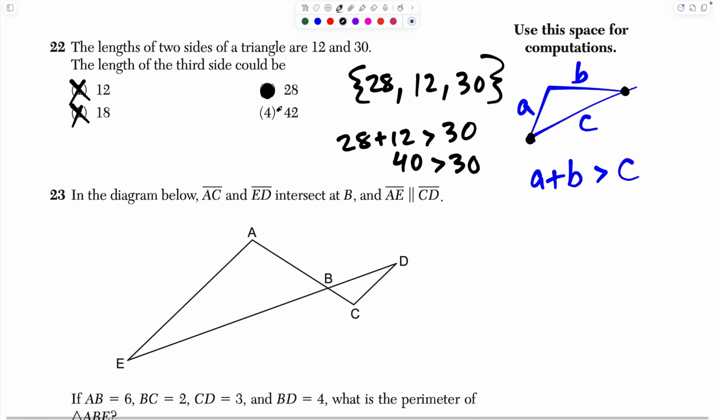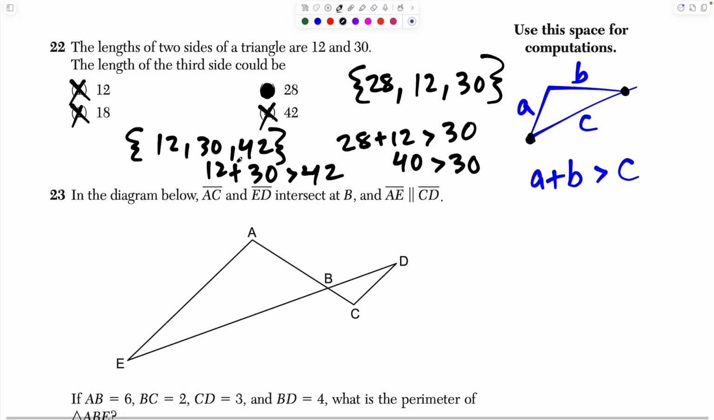The reason why 42 is no good though, is because if I had 12, 30, and 42, now 42 would be the greatest side if it were possible. And we would have 12 plus 30 greater than 42. And that is a false statement. 42 is not greater than itself. So that's why this one is not possible.